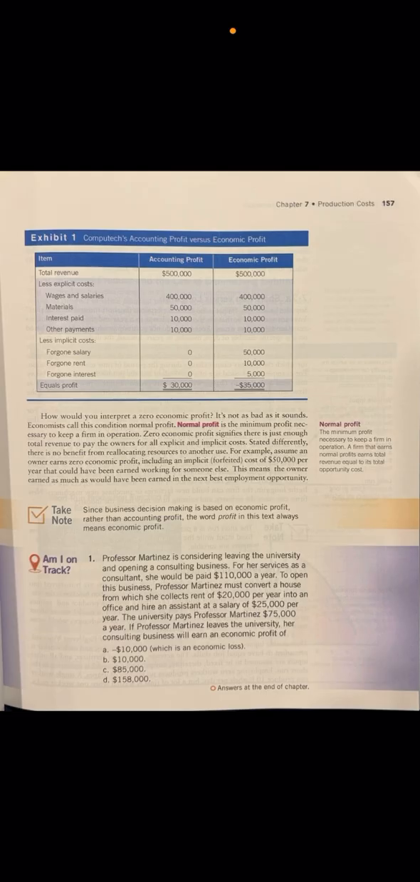Zero economic profit signifies there is just enough total revenue to pay the owners for all explicit and implicit costs. Stated differently, there's no benefit from reallocating the resources to another use. For example, assume an owner earns zero economic profit, including an implicit forfeited cost of $50,000 per year that could have been earned working for someone else. This means the owner earned as much as would have been earned in the next best employment opportunity.